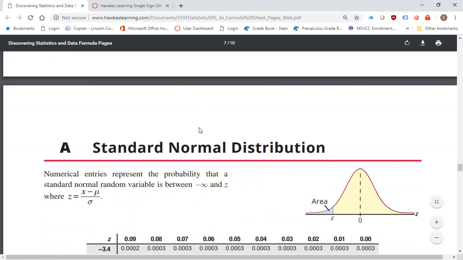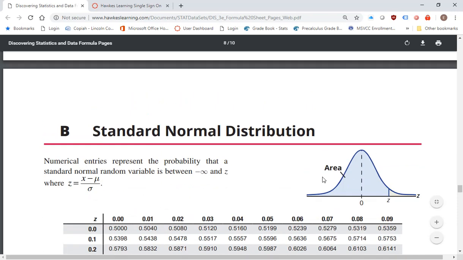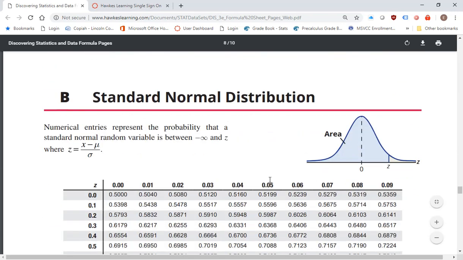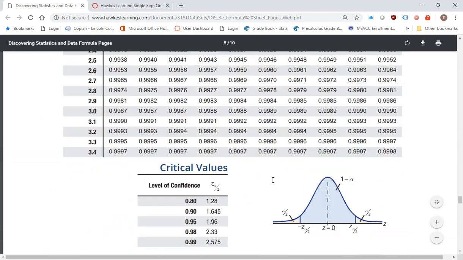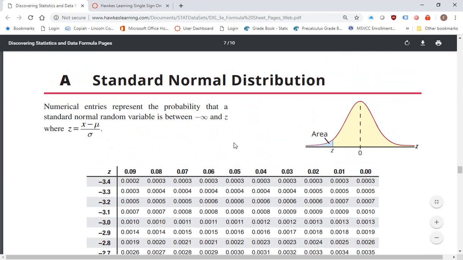And this is here in your formula sheet. Here's the standard normal distribution for A, and the standard normal distribution for B. A has all of the negative z-score values, B has all the positive z-score values that we use. The way our tables work, when we look up something, it will give us the area to the left of that.